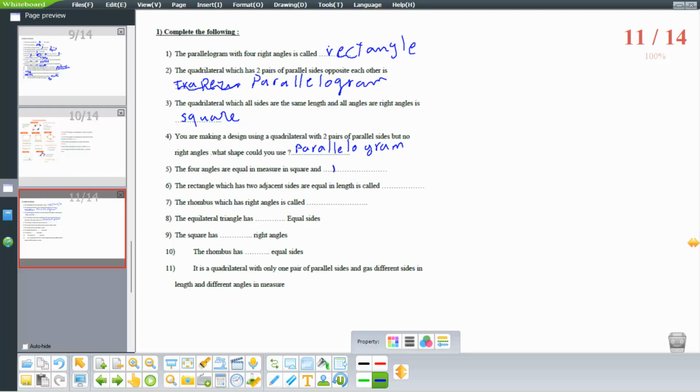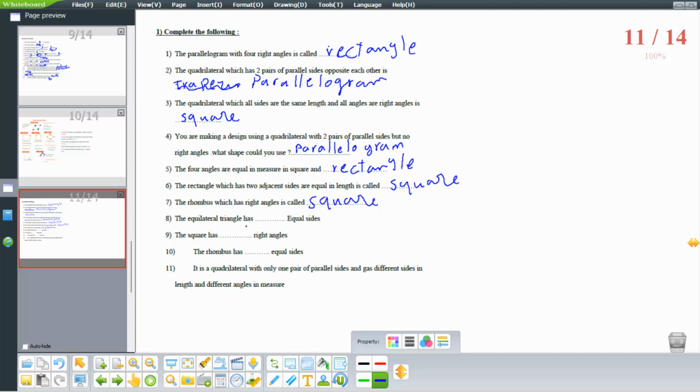The 4 angles are equal in measure in a square and the rectangle. The rectangle which has 2 adjacent sides equal is called square. When the rectangle has all sides equal, it will be called square. The rhombus which has a right angle is called square also. When the rhombus has a right angle, it will be called square.